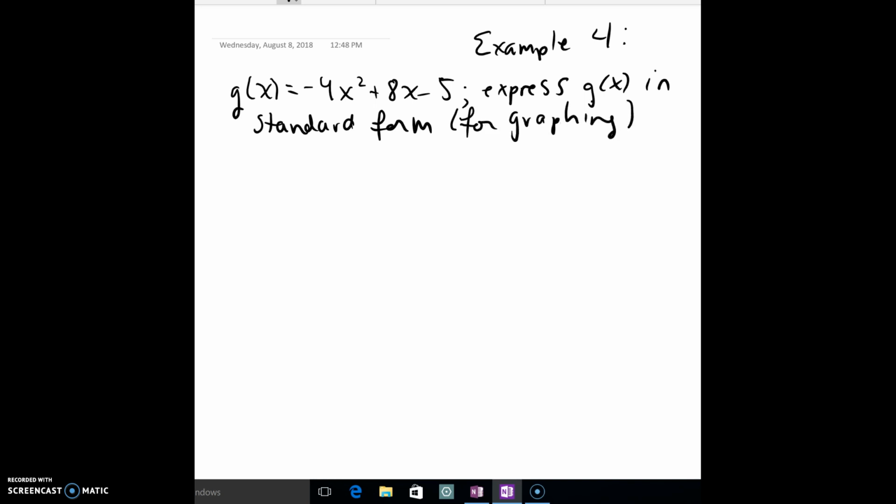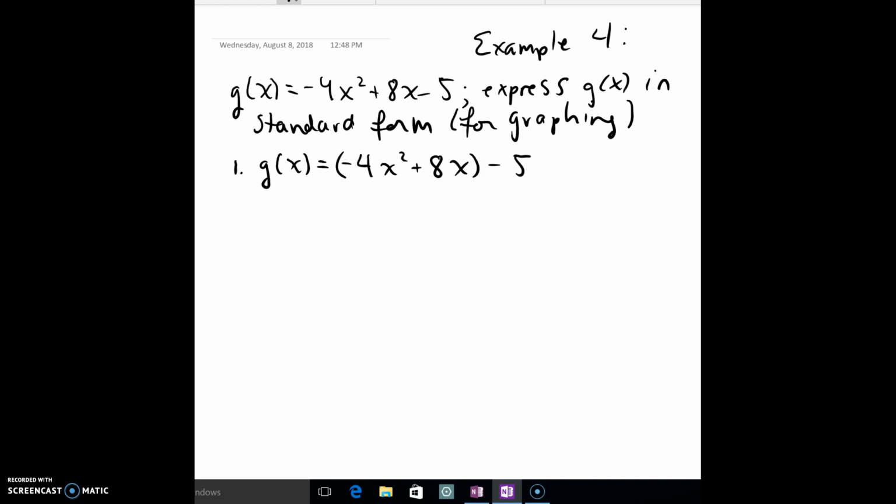Here's what we're going to do first. Let's take a look at those 7 steps that we talk about in the notes that I have for you. And the first step tells us to group together our x squared and our x terms. So for step 1, we're going to rewrite this as g of x is equal to negative 4x squared plus 8x, and bring our minus 5 over there.